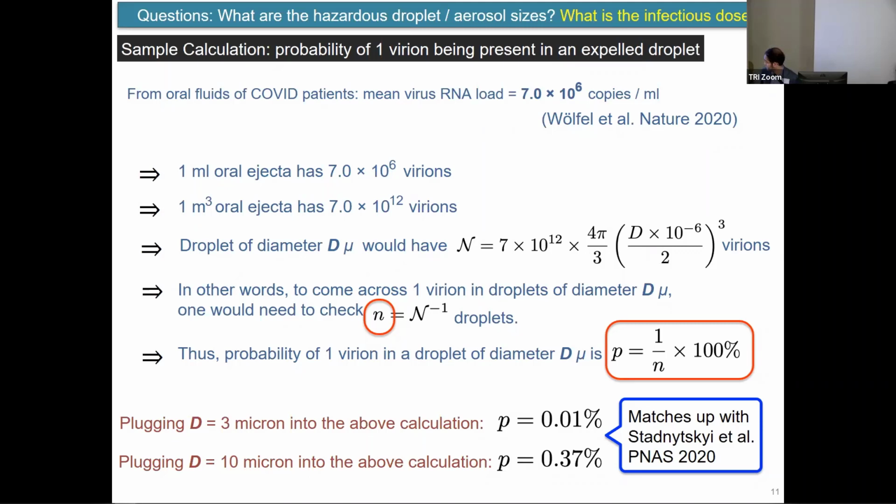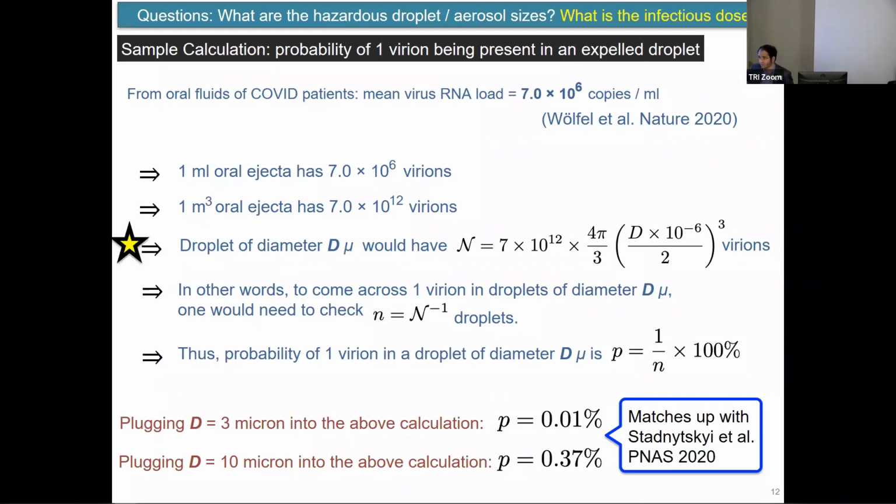So let's think of that in probability terms. The probability to find one variant in a droplet of D micron diameter is P, which is 1 over small n times 100%. And the small n does contain the symbol D, the diameter. We can plug in the value of D, and we come up with numbers that are almost similar to what we saw in the literature. So we now know how many virus particles would be carried by these droplets.